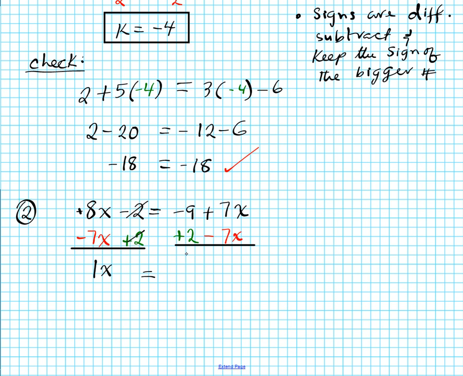What is negative 9 plus 2? Signs are different, so you get to subtract. Subtract 2 from 9, you get 7. What is the sign of the bigger one? Negative, so you're going to have negative 7. These two are opposites, so they cancel out. So if you have one as a coefficient, it's like the invisible number, you can ignore it. You can just have x equals negative 7.